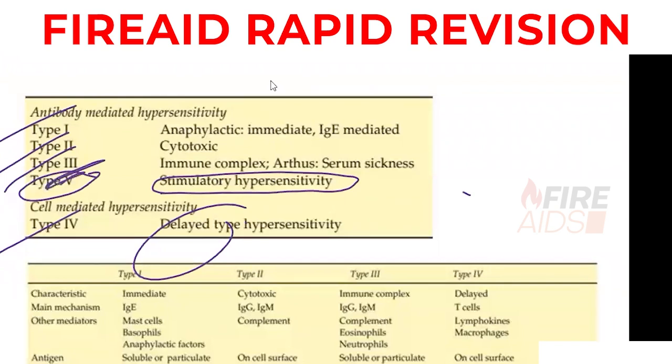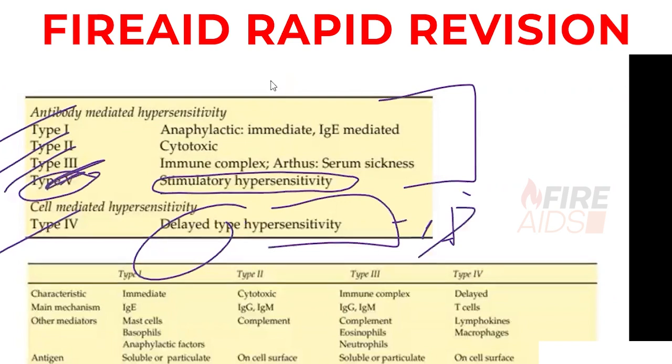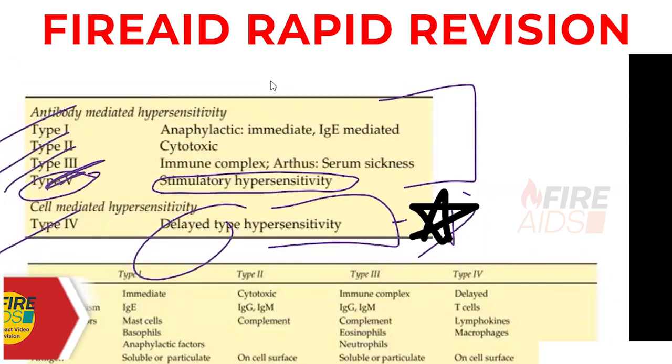Type 1, 2 and 3 are antibody mediated, whereas type 4 is cell mediated. This point is very important. Type 4 is cell mediated. This point is very essential, so note these points. Type 1, anaphylactic or immediate. Type 2 is cytotoxic, killing the cells. Type 3 is immune complex, type 4 is delayed type.